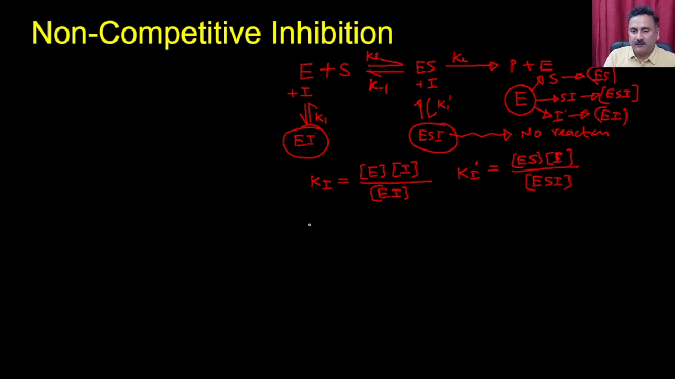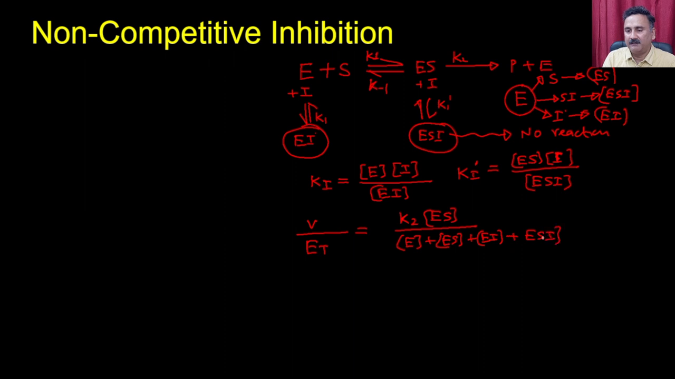Okay, so we're again going to write V by ET, which is going to be K2 times ES, divided by ET. In this case ET would be E, ES, ESI and EI. So ET is going to be E plus ES, then EI, and then ESI. If you solve this, it is going to give you V by Vmax is equal to substrate.